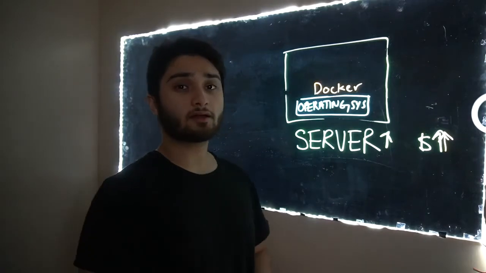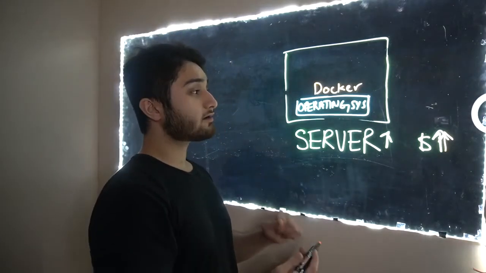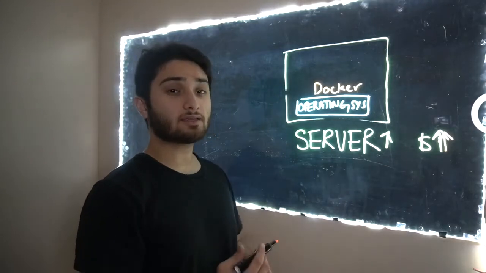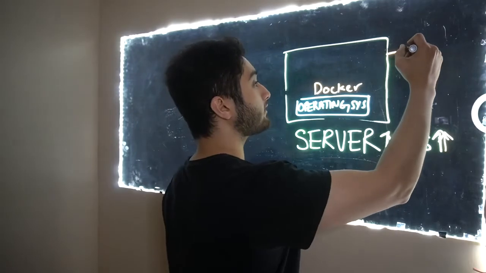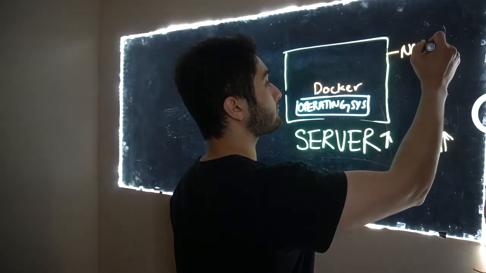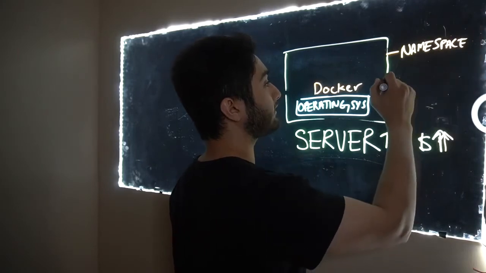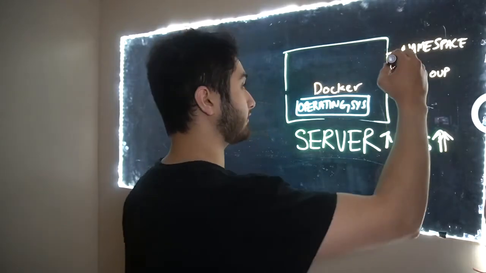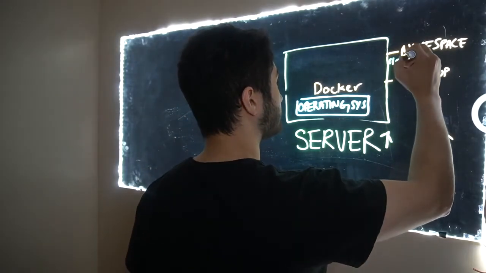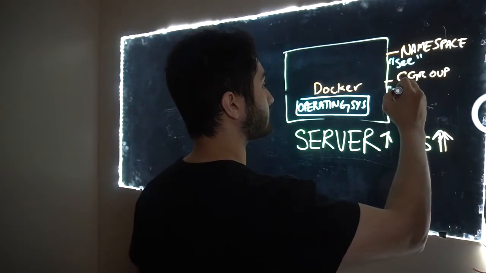Containers can only run on Linux machines, and the reason for that is that Docker actually utilizes two key aspects of the Linux kernel. The number one is the namespace, and the second is the C group. Now, we use namespaces in order to tell Docker and Docker containers what they can see. And C groups are used to tell it what it can use.